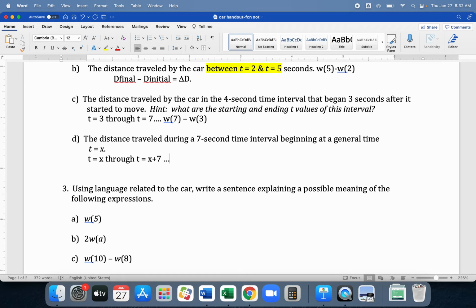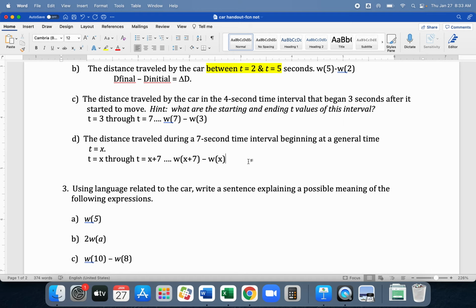I can say, okay, then we're going to have what expression with W's to represent the distance traveled between t equals x and t equals x plus 7. You're going to have W of x plus 7, final, minus initial, right? W of x. And I don't know what x is. I don't know what this formula W is. But I can write an expression that represents that.